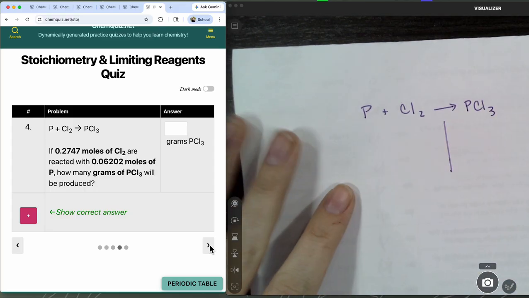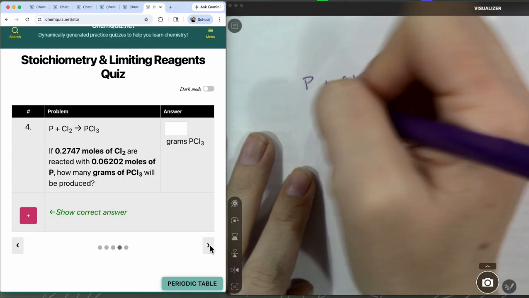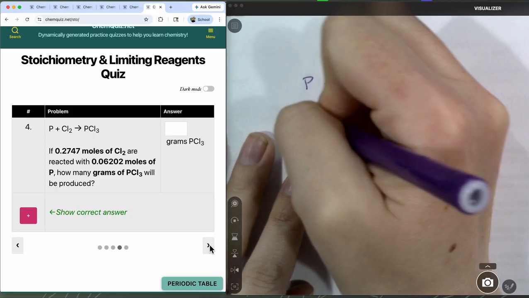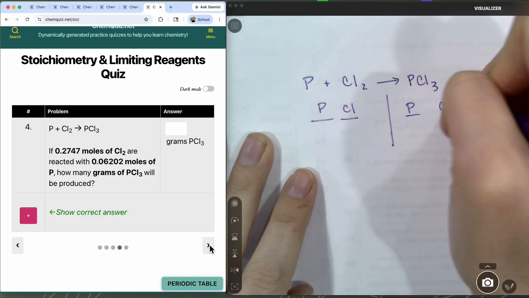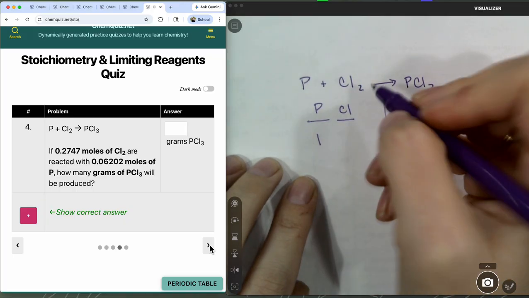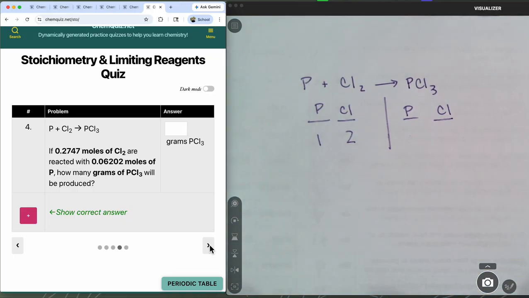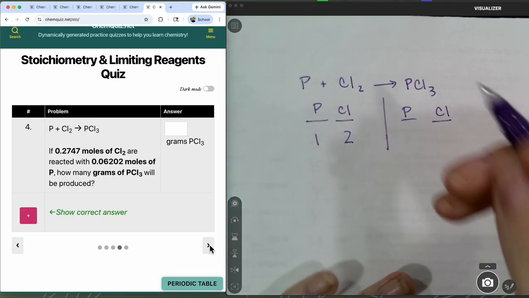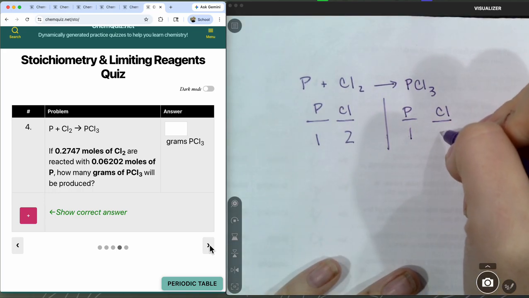Okay, talk me through it. How are we balancing this? First, on the reactant side, we have 1 phosphorus, but we have 2 chlorine. Okay, promising. And then on the other side, we have 1 phosphorus, but we have 3. Heartbreak. Yep, we were so close.